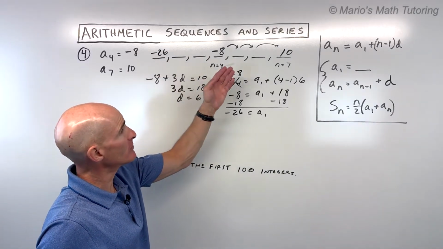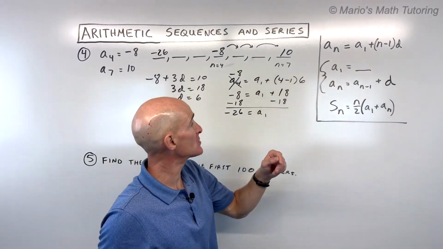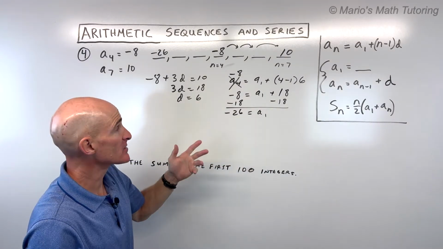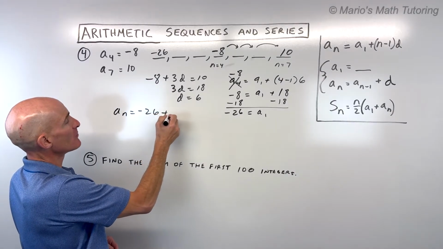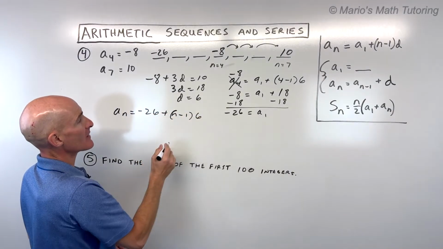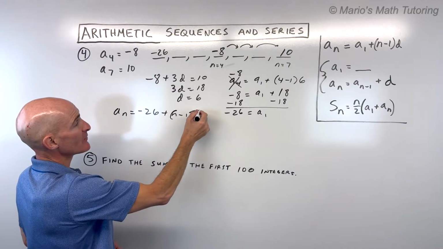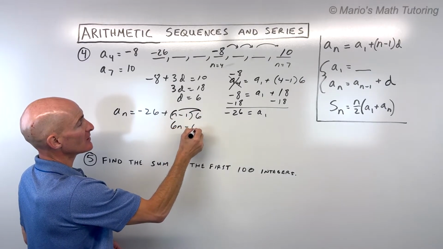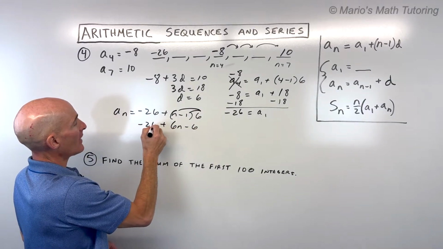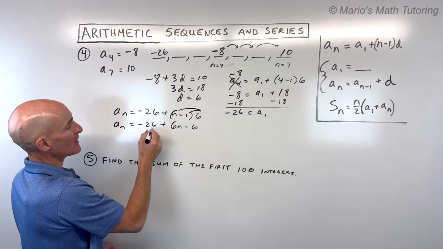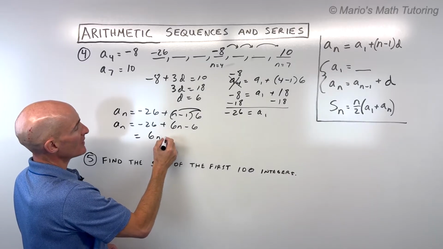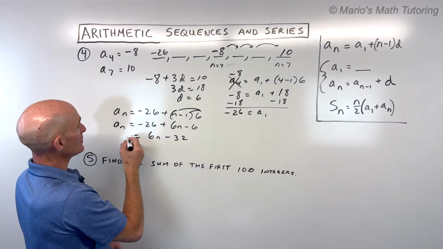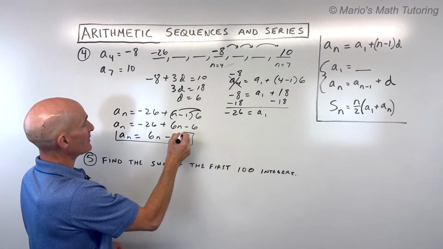We have our first term, a sub 1. We have our common difference, which we said was 6. Let's put it all together. A sub n equals negative 26 plus n minus 1 times our common difference of 6. Let's simplify a little bit by distributing. And then let's combine like terms. So negative 26 plus negative 6 is equal to negative 32. And that's how you'd find the value of any term.